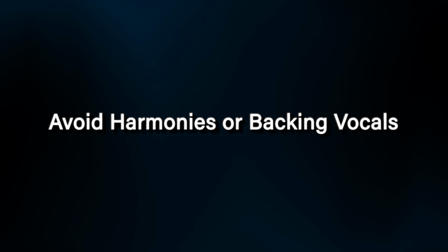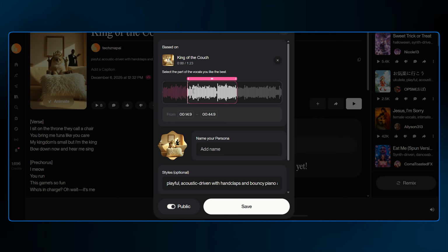Tip number one, solo lead only. Avoid harmonies or backing vocals. If the AI hears multiple people singing, it creates a weird mutant hybrid. You need to find a spot where it is just the lead singer.